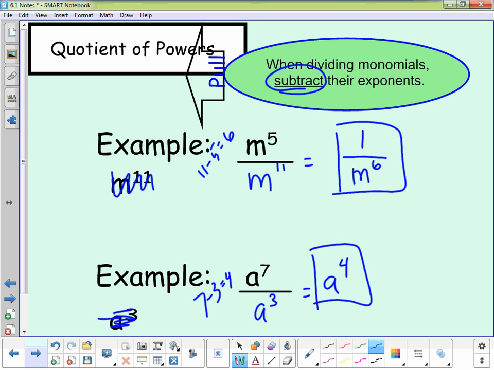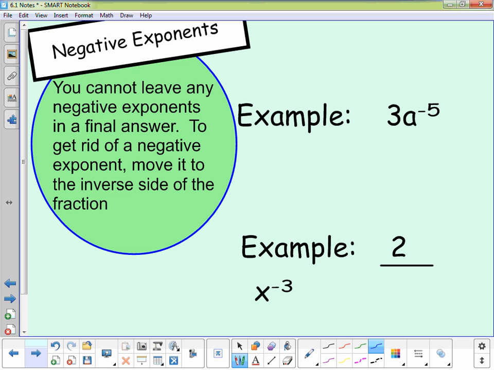Now, how about negative exponents? When we're looking at negative exponents, we cannot leave negative exponents in our final answer. So to get rid of the negative exponent, we want to do this: move it to the inverse side of the fraction, and then we make the exponent positive.